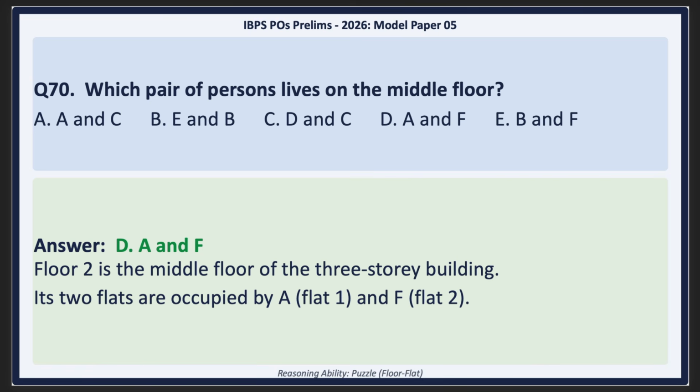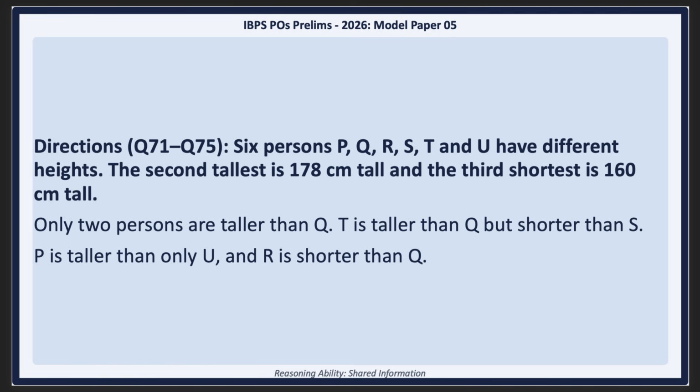Yeah. Let's keep that momentum and stay with organizing physical traits for questions 71 through 75. This is a height comparison puzzle. Okay. We have 6 people, P, Q, R, S, T, and U. The clues give us 2 specific numbers to anchor to. The second tallest is 178 centimeters, and the third shortest is 160 centimeters.